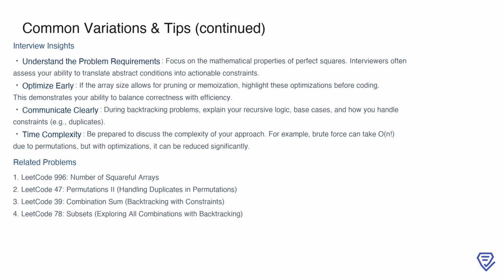Clear communication is also essential. When working on backtracking problems, explain your recursive logic step by step, including the base cases and how you handle constraints like duplicates. Finally, be prepared to analyze the time complexity of your approach. For instance, while a brute force solution might take factorial time due to permutations, optimizations can reduce this significantly, and you should be ready to explain these improvements. Related problems like Permutations II, Combination Sum, and Subsets can also provide valuable insights into tackling this challenge.